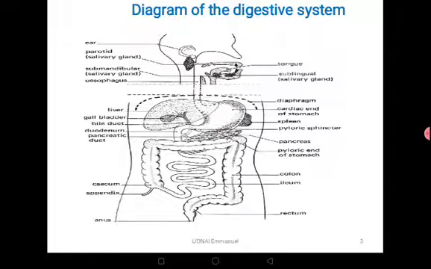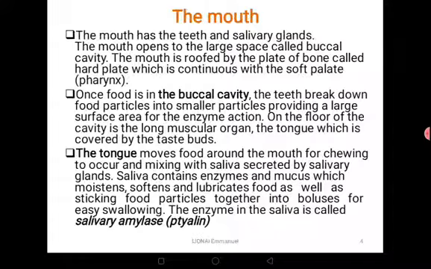So I want you to draw the structure, the diagram of the digestive system, draw the parts that we have talked about, and then send me that picture. So your assignment for now is to draw the digestive system and send me that picture. Great, and I know you can do it.